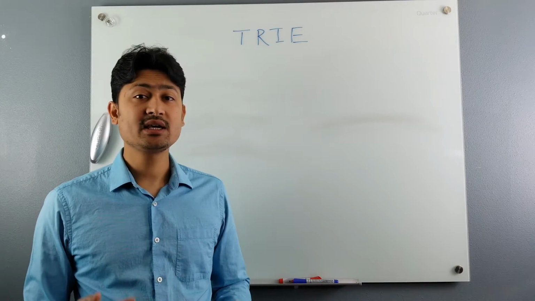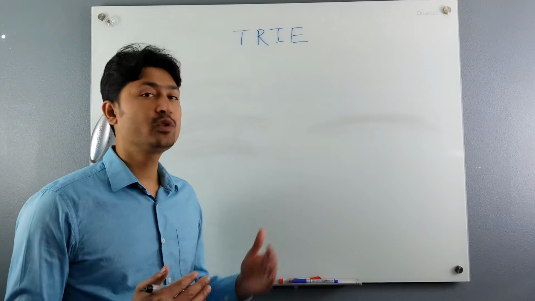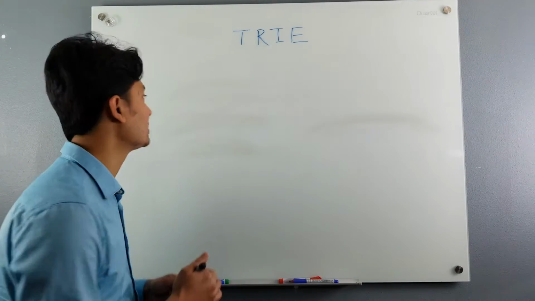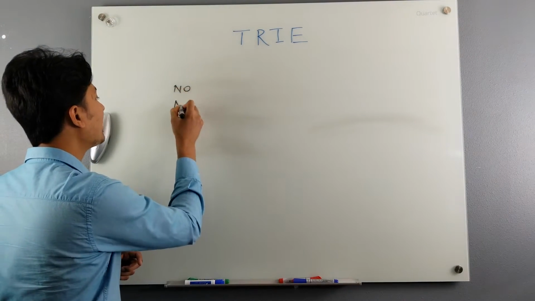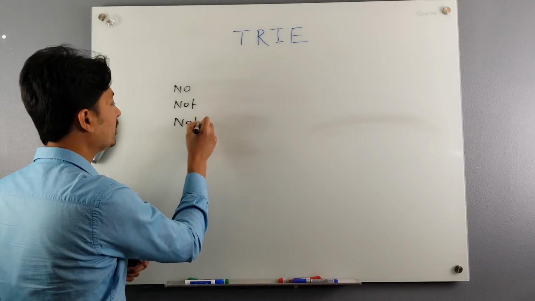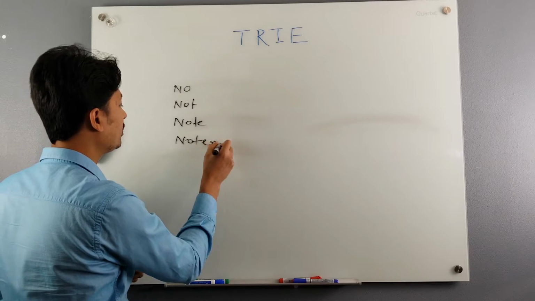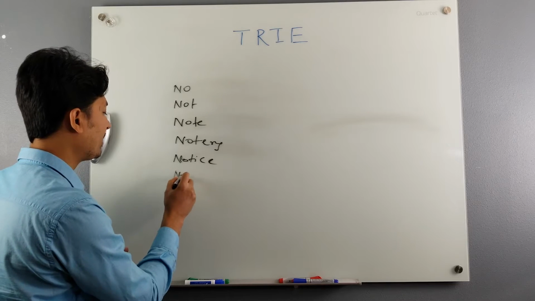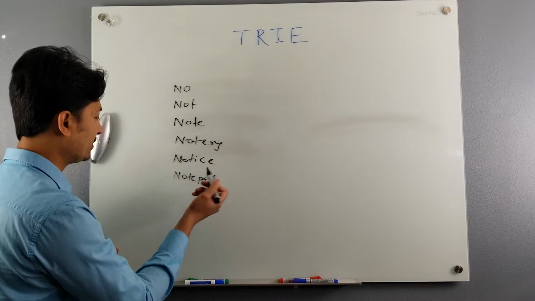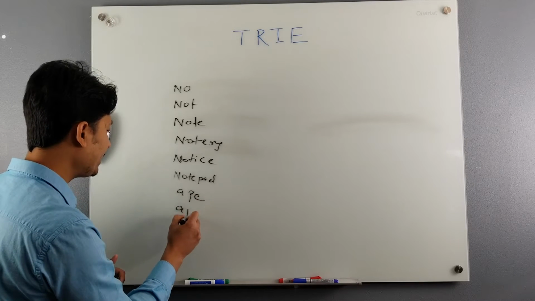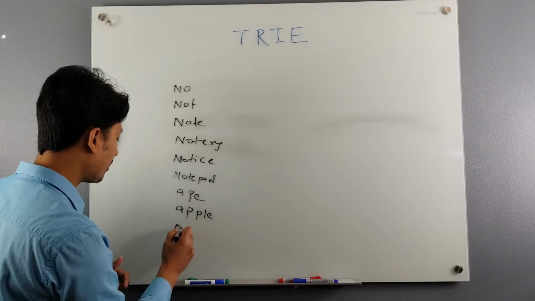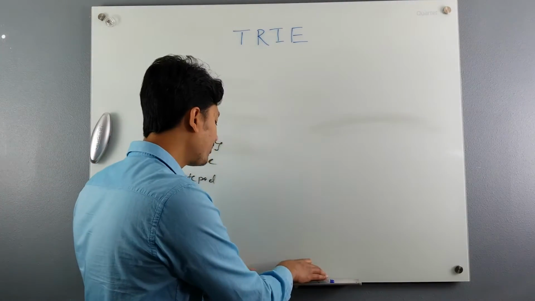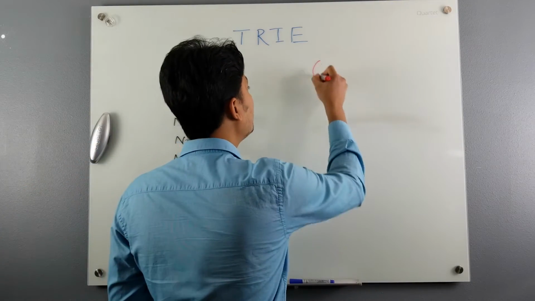For the same use case, if you need to use a trie to perform those add, get and remove operations, how do you do it? Let's take some set of words to understand this. Say you have words like no, not, note, notary, notice, and then notepad, and some other words like ape, apple, orange. In case of a trie, first of all you create a dummy root node.